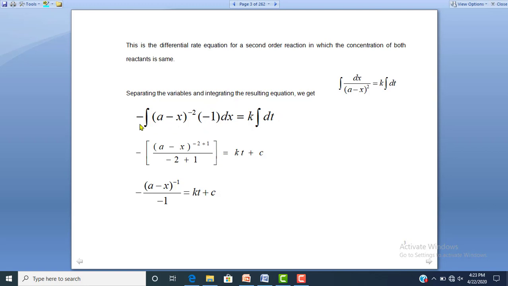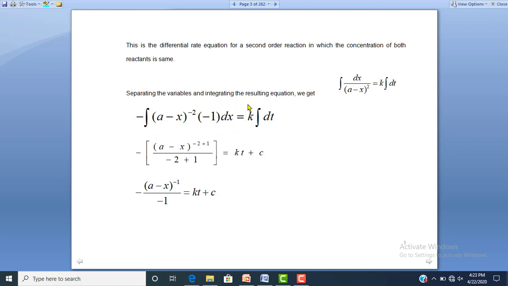Here the sign is minus, into the integral of (a minus x) raised to power minus 2 into minus 1 dx, is equal to k times the integral of dt. This equation and this equation are the same. Just here is the difference of writing style.